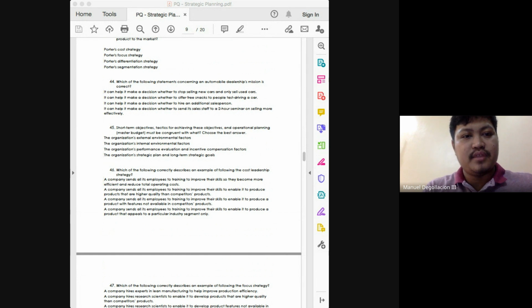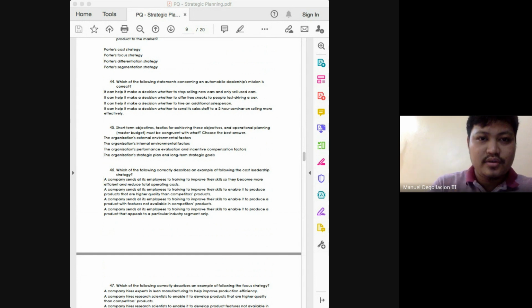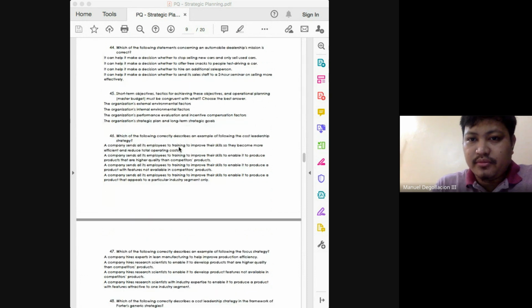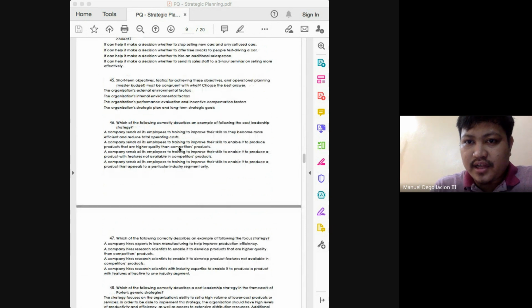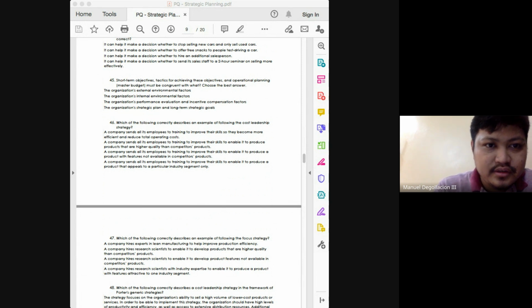A mission statement can help the company make a decision whether to stop selling new cars and only sell used cars. 45, the short-term objectives, tactics for achieving these objectives, and operational planning must be congruent with what? Choose the best answer. External factors, internal factors, performance evaluation, incentive compensation factors. Okay, so the best answer here would be the fourth choice, the organization strategic plan and long-term strategic goals.